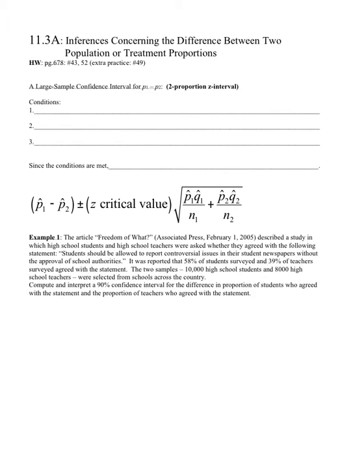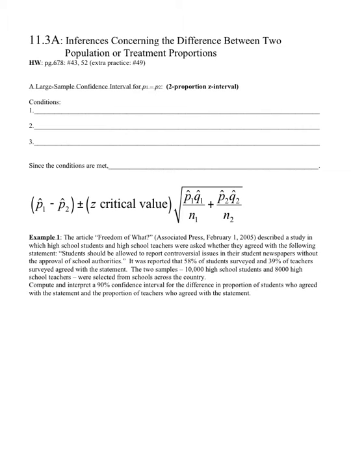All right, this is for regular stats, lesson 11.3a, inferences concerning the difference between two population or treatment proportions. We've already done a two-sample t-test and a paired t-test, and it was all about means on those last few lessons. Now we're diving into when we have proportions, and we have two samples, and we're comparing proportions. So we are doing a two proportion Z interval today.